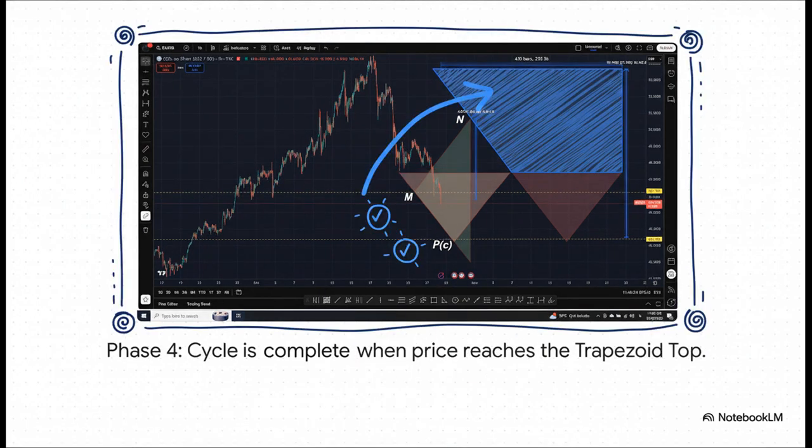And that brings us to the finish line, phase 4, the conclusion of the cycle. This phase is officially hit when the price touches the top boundary of that big blue shape, the trapezoid. Once that happens, this whole documented journey is considered complete.